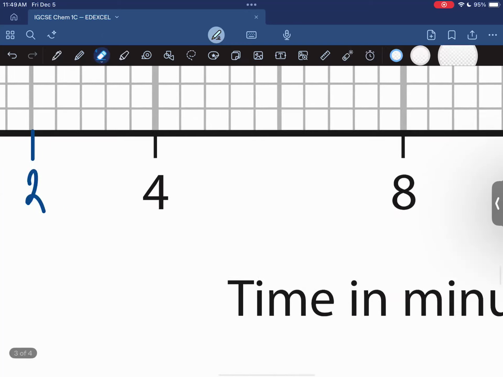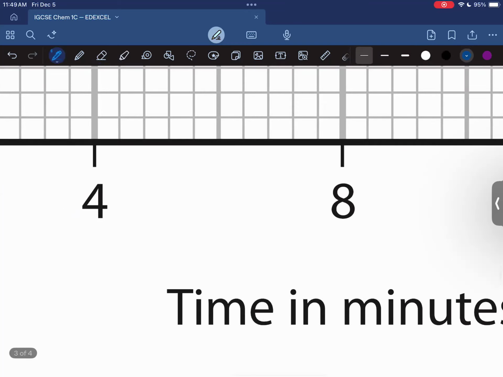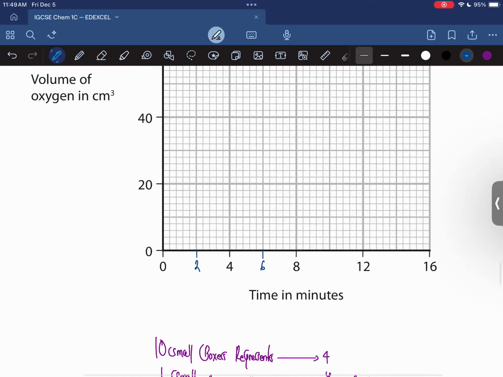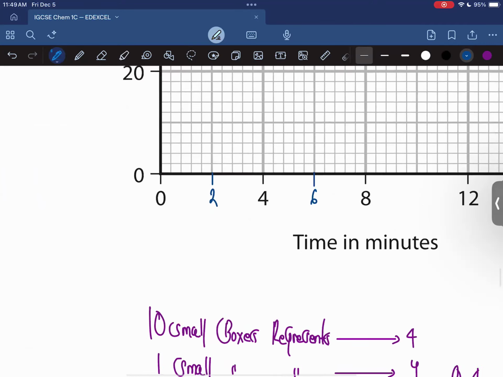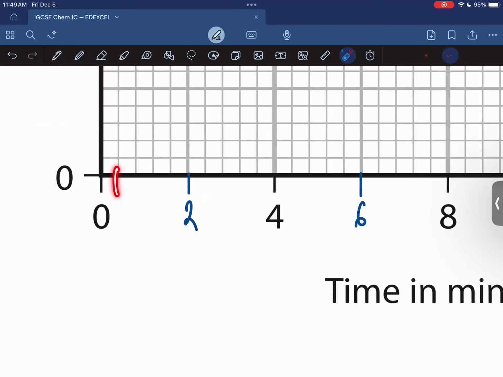This is 2. If this is 2, then what is this? This is 6. How is this 6? I know that one small box is equivalent to 0.4. Then how many small boxes are over here? 5, 5, 5, 15, right? So 15 times 0.4 is 6.